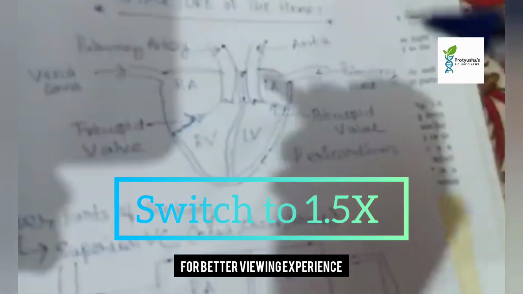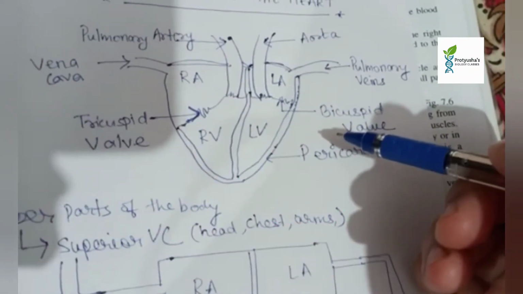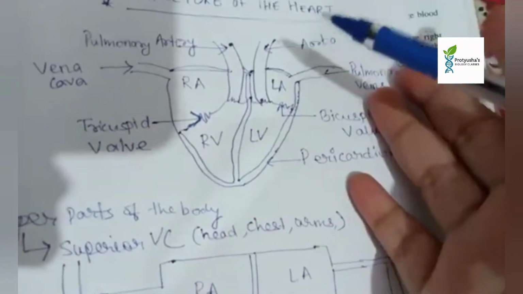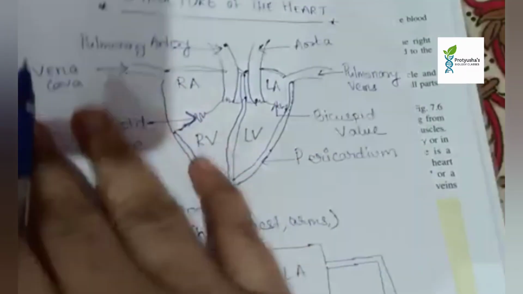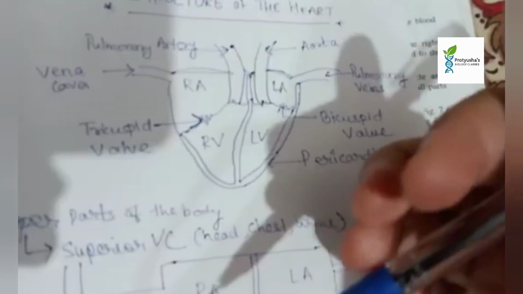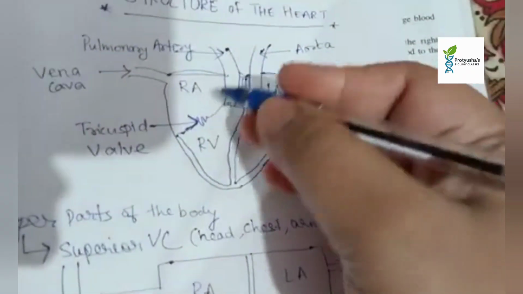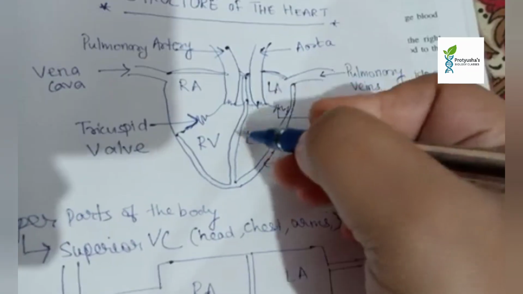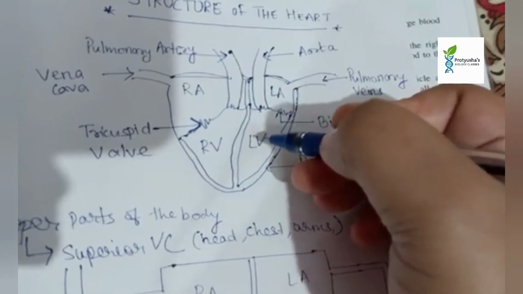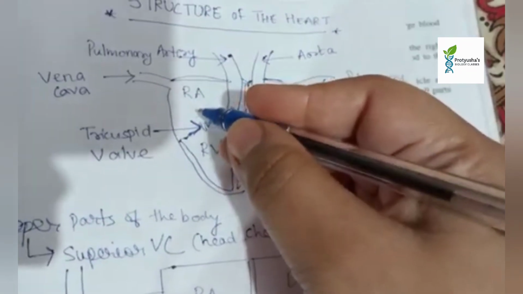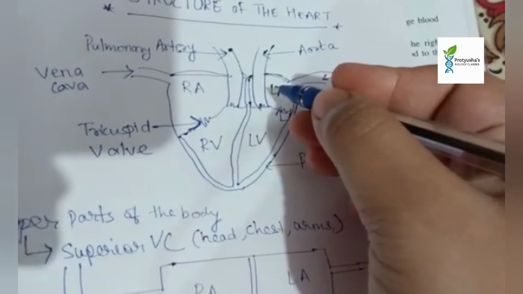Now if you can see over here, generally this is our right side and this is our left side, but it will be a mirror image. When we draw the structure of the heart it will be a mirror image. That means this side will be the right side, this side will be the left side.